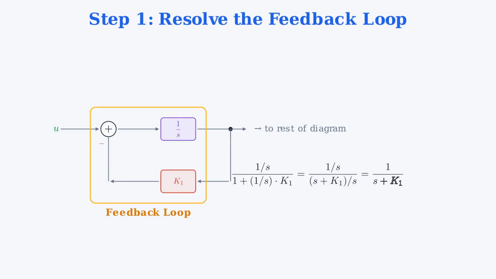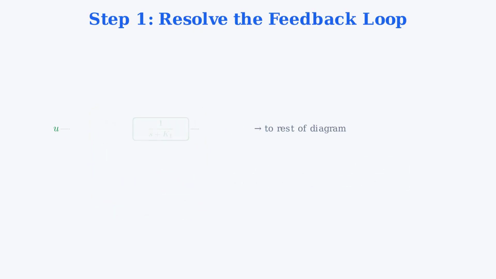Simplify the denominator. 1 plus K1 over S equals S plus K1 all over S. So the fraction becomes 1 over S divided by S plus K1 over S. The S in the numerator and denominator cancel, and we get 1 over S plus K1. After this step, the feedback loop is replaced by a single block, 1 over the quantity S plus K1.